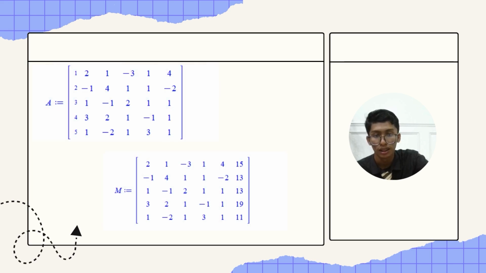Furthermore, we must construct a matrix of 5 by 5. A is an example of the 5 by 5 matrix we construct. Lastly, we need to augment matrix A with B. Now we can move to the first method. M is the augmented matrix A with B.